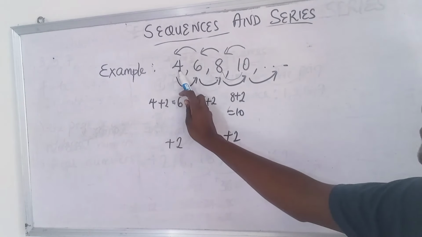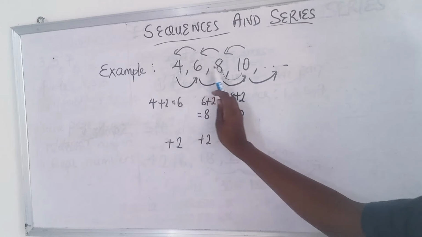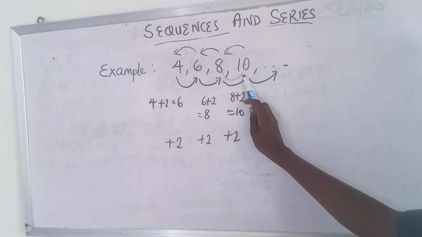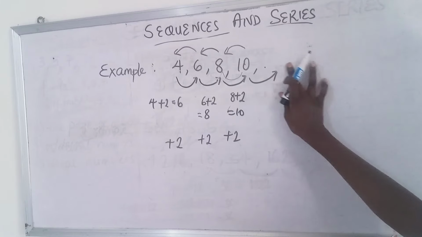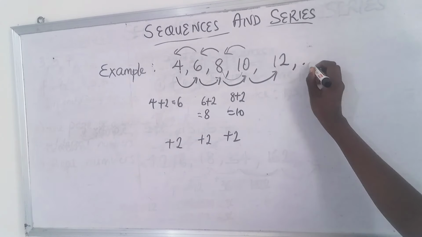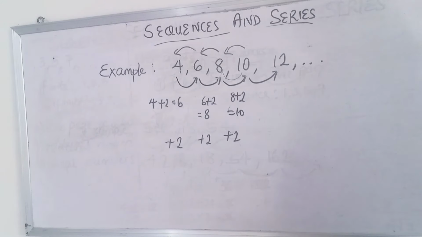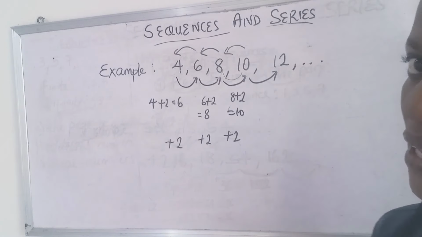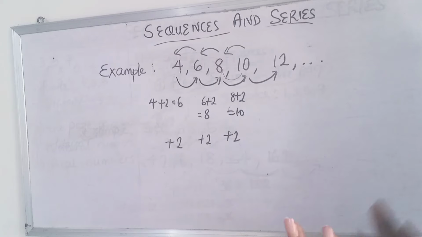We added 2 to 4 to get 6. We added 2 to 6 to get 8. We added 2 to 8 to get 10. So what would you do next? Obviously, you know that you add 2 to 10 to get 12, right? It has to follow a pattern that just makes sense.